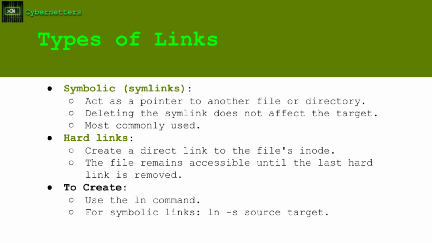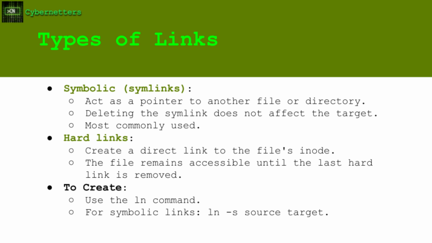A hard link is more like making a copy of the file but without actually duplicating it. Instead of pointing to the file, it points to the same inode, or the file ID, in the file system. So if you delete the original file, the hard link still works because the data is still there. Imagine you and a friend are sharing the same Google Doc. It doesn't matter who opens it, the document remains the same. The file only disappears when the last hard link is removed.